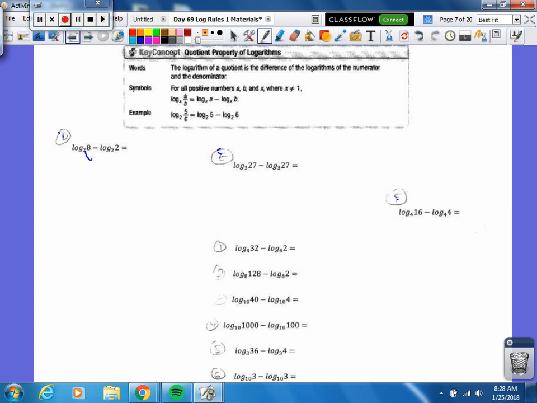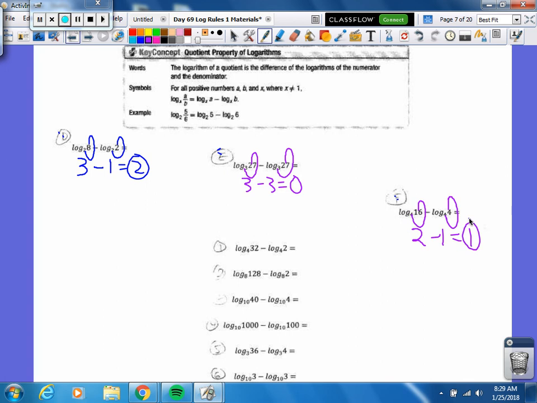So 2 to what power is 8? That would be 3, right? Minus 2 to what power is 2? That would be 1. So the answer here is 2. Old school way, easy way. Let's check this out. 3 to what power is 27? 3. 3 to what power is 27? 3. 0 is your answer. All right, this one, F. 4 to what power is 16? 2. 4 to what power is 4? 1. Answer is 1. Okay.